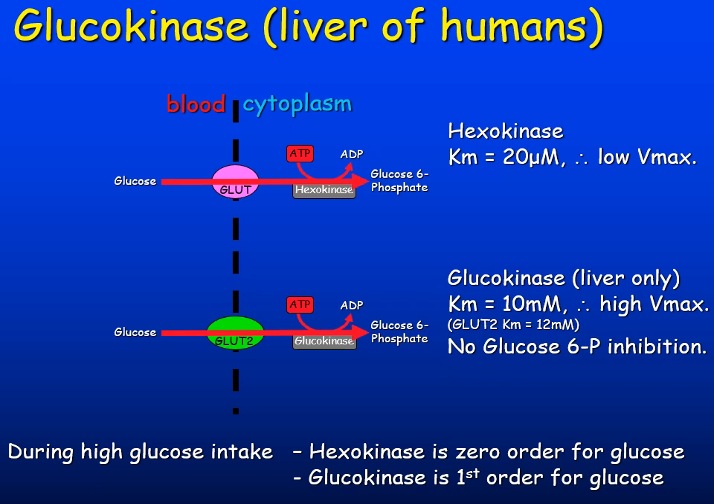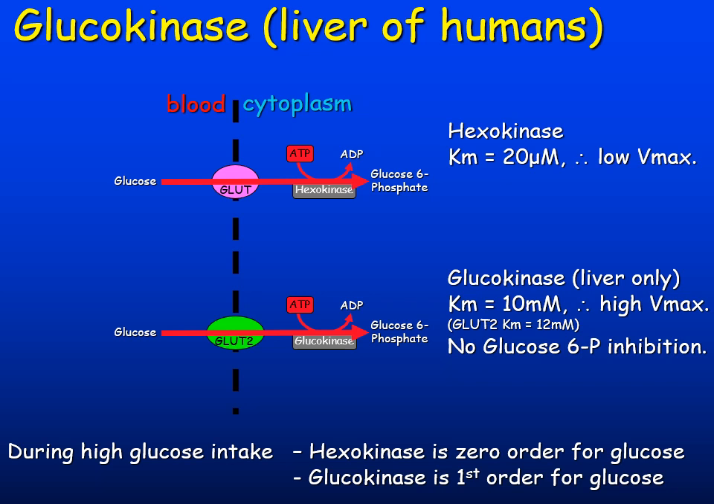Not only does it express GLUT2 transporters, but it also expresses an enzyme called glucokinase. Now, glucokinase does the same job as hexokinase in that it phosphorylates glucose as it enters your liver cells. But the difference here is that it's highly specific for glucose, and in addition to that, have a look at its Km. It's got a value sitting up at 10 millimolar, which is a far better match for those GLUT2 transporters that had a Km sitting at 12 millimolar.